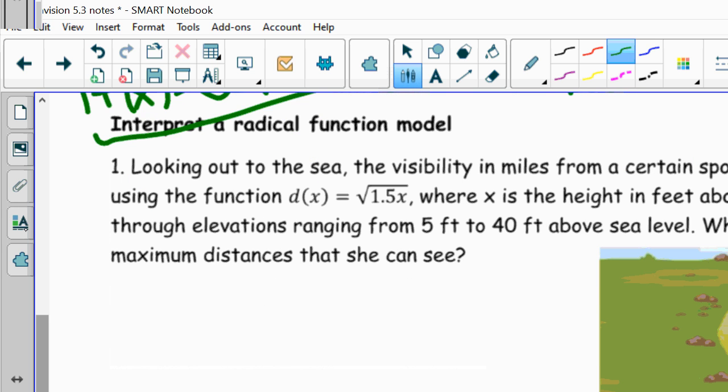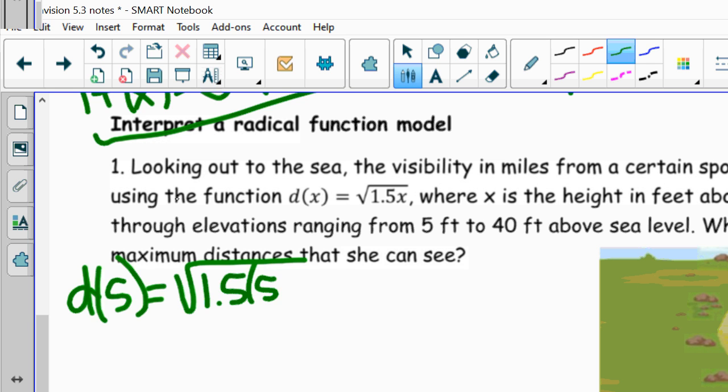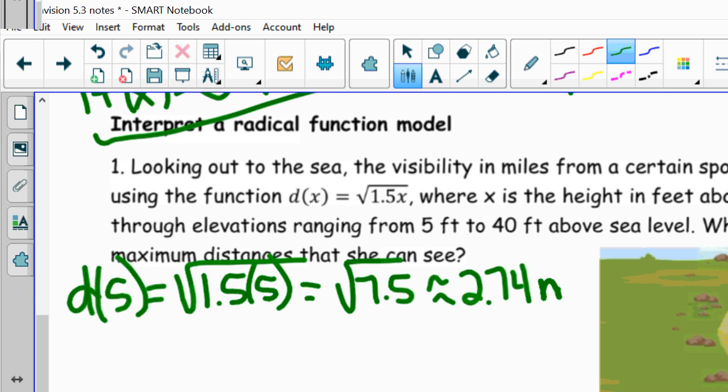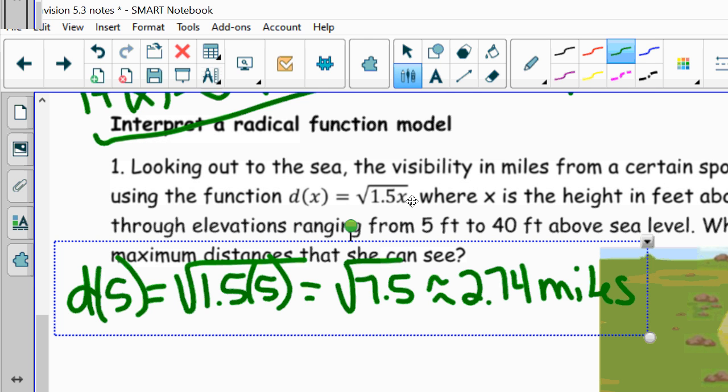Well, if she walks 5 feet, plug 5 in, so let's find d of 5 equal the square root of 1.5 times 5. So this is going to be the square root of 7.5. Plug that into our calculator. We find that this is approximately 2.74 miles. So the minimum is approximately 2.74 miles that she can see.